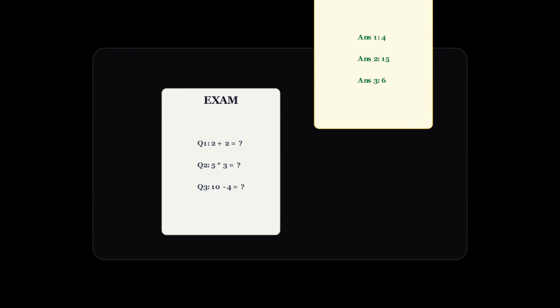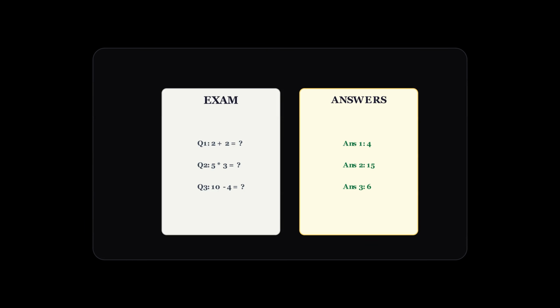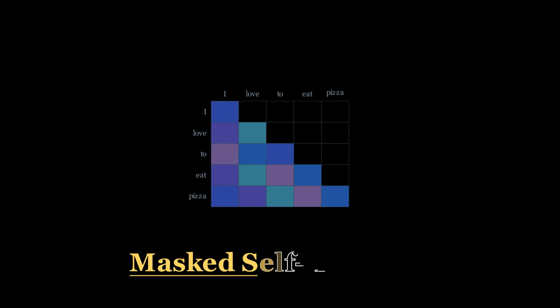It's like giving a student the answer sheet during an exam. Sure, they'll pass, but they learned absolutely nothing. The model would never actually learn to predict. It would just cheat. So how do we keep the speed of parallel training without letting the model peek at the future? That single question leads to one of the most important mechanisms in modern AI, masked self-attention.